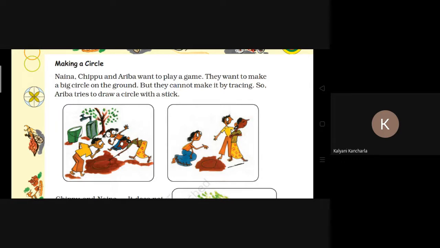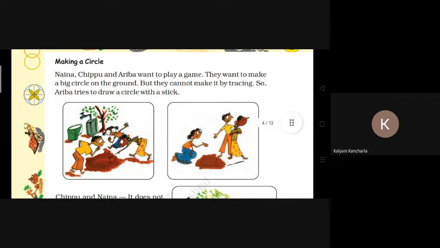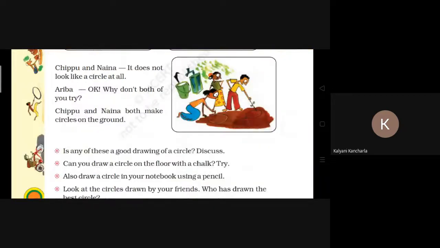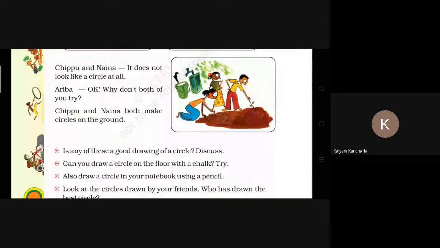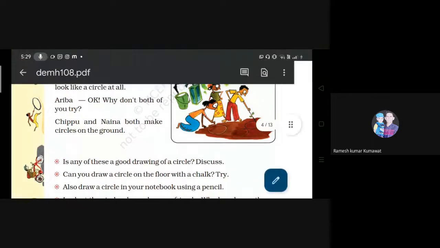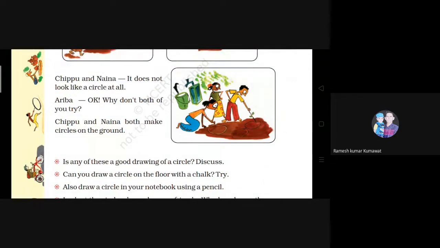So she decided to draw it with a stick. Chippu and Naina, it does not look like a circle at all. Ariba. Truck tire. Yes. Ariba. Okay. Why don't both of you try? Chippu and Naina both make a circle on the ground.